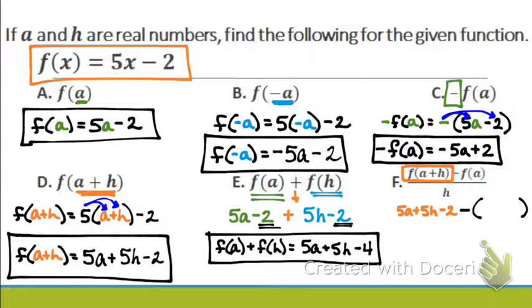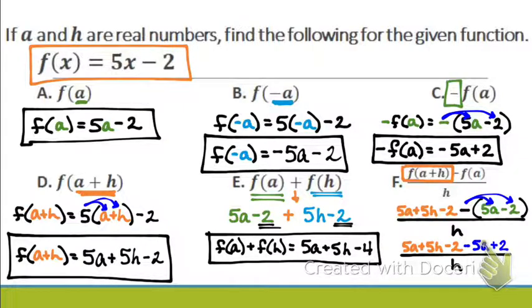Have we done f of a already? We've done negative f of a, so I could substitute this in for this whole thing. Or I could go back to that one and distribute my subtraction sign. It's going to be exactly the same either way. So 5a minus 2 all over h. I'm going to need to remember to distribute mine. 5a plus 5h minus 2 minus 5a plus 2 all over h.